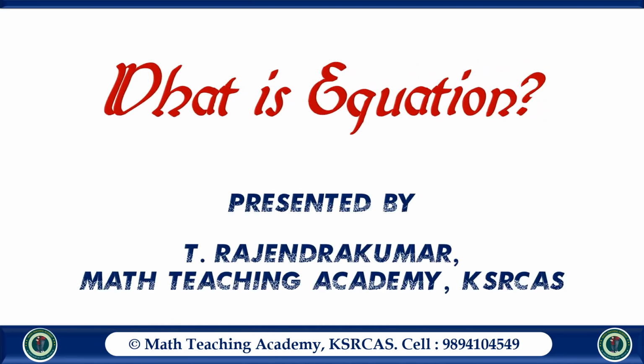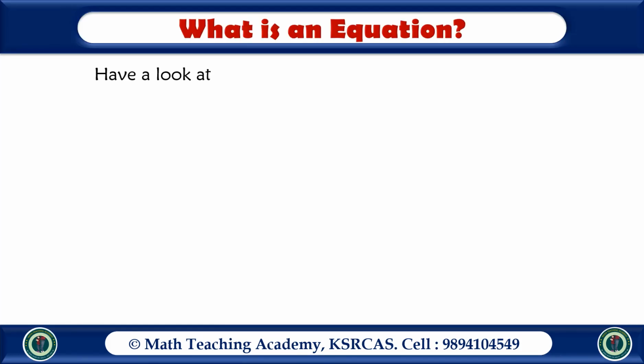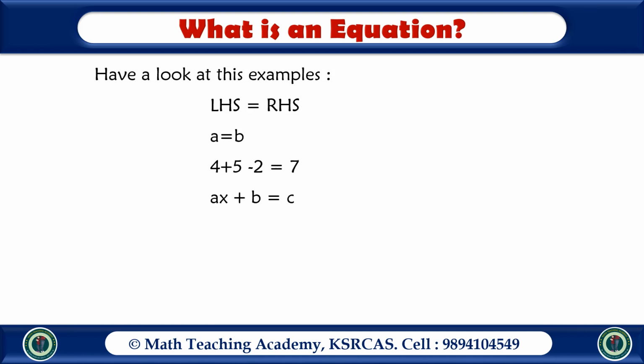Today we are going to look at the definition of equation. What is equation? Have a look at these examples. Left hand side is equal to right hand side. A is equal to B. 4 plus 5 minus 2 is equal to 7. Ax plus b is equal to c. 5x plus 2y is equal to 15. Ax squared plus bx plus c is equal to 0.